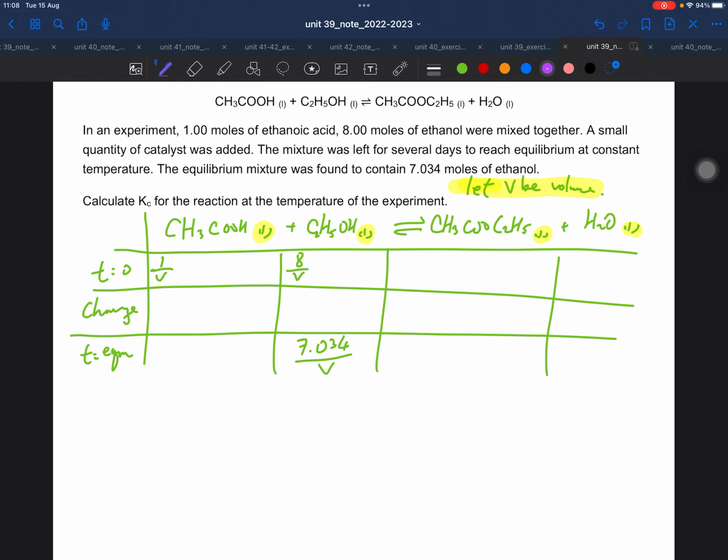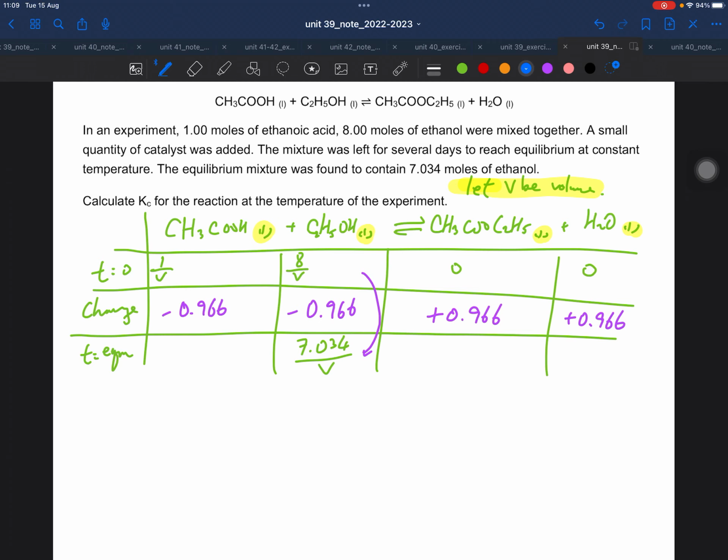Let us calculate the change. From this one to this one is minus 966. Everyone will do the same job because all of them have the same mole ratio, right? The purple one is the first step, I think easy to handle.